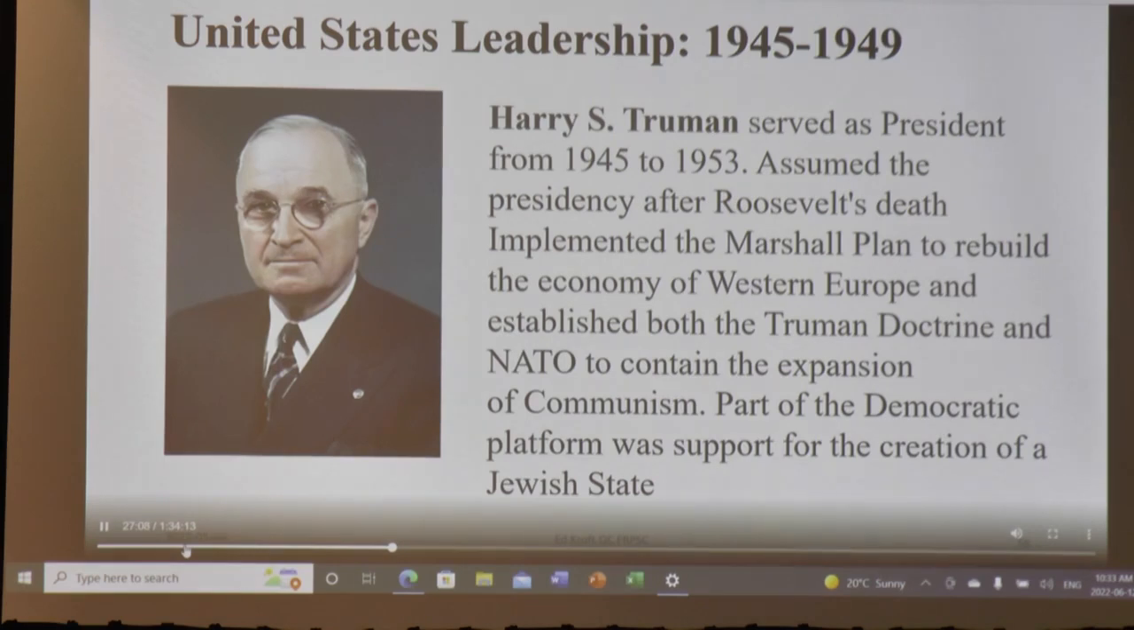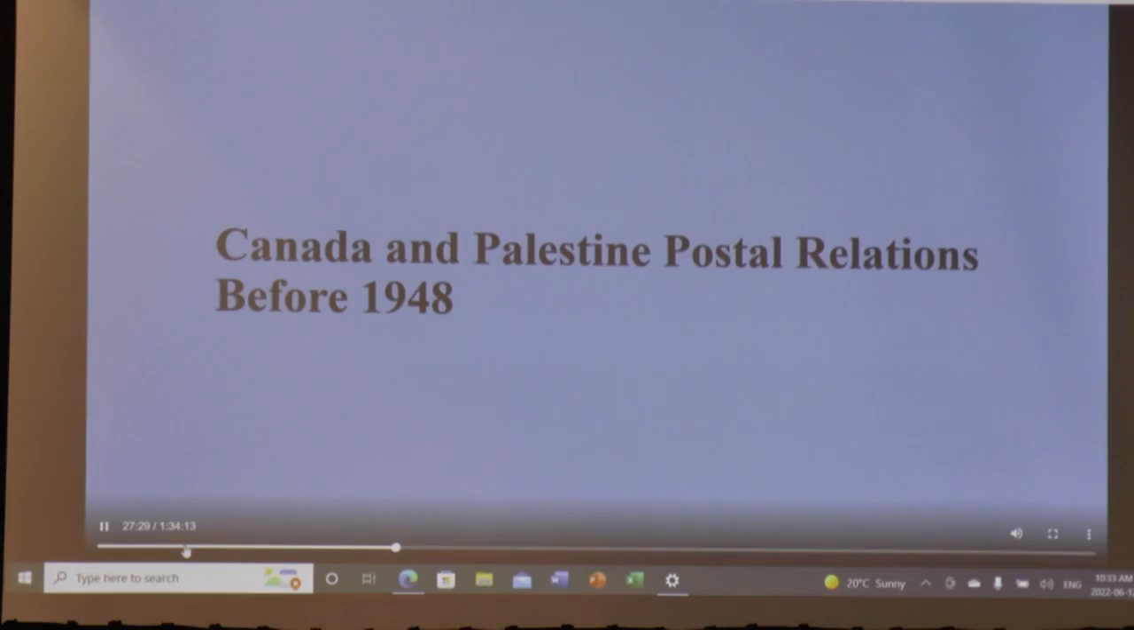Now, in the United States, we had Harry Truman, who was the president following the death of Franklin Roosevelt. He implemented the Marshall Plan to support the economy of Western Europe, and he wanted to contain communism. At the time, he wanted the creation of NATO. And one of the things to remember is he was a member of the Democratic Party, which supported the creation of a Jewish state as part of its platform.